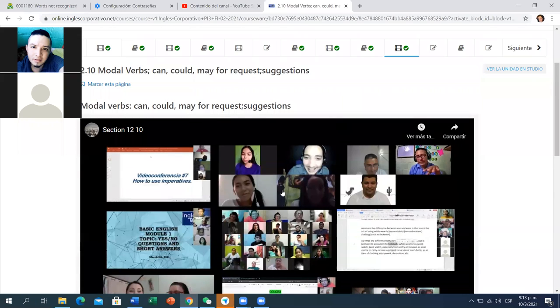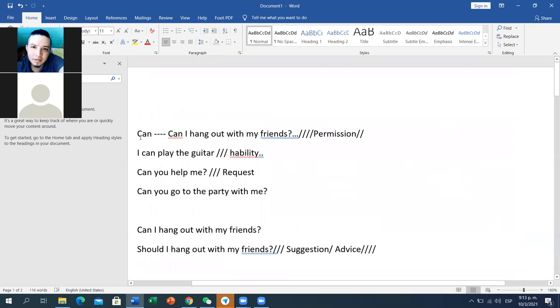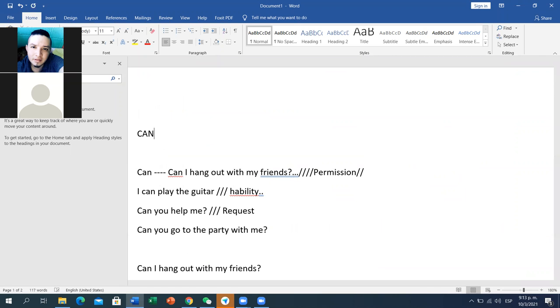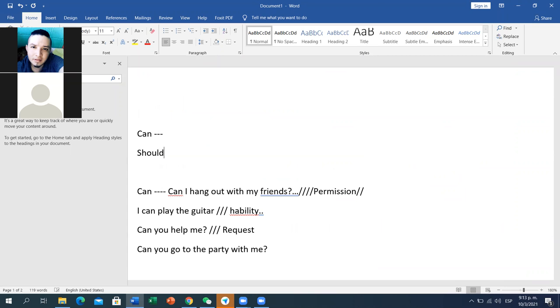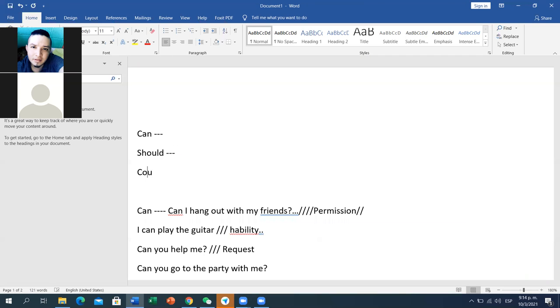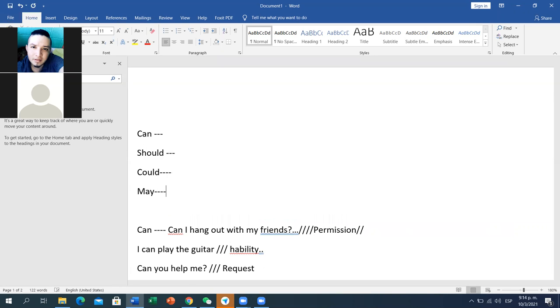Okay. So, if you pay attention, let me see. Before we start, anteriormente se los expliqué. So, yesterday we were talking about can, should, could, and may. Ayer les expliqué: can could be for an ability, should as an advice, could as an ability, and also could be as a permission, right? Okay, could could be like a formal way to request.